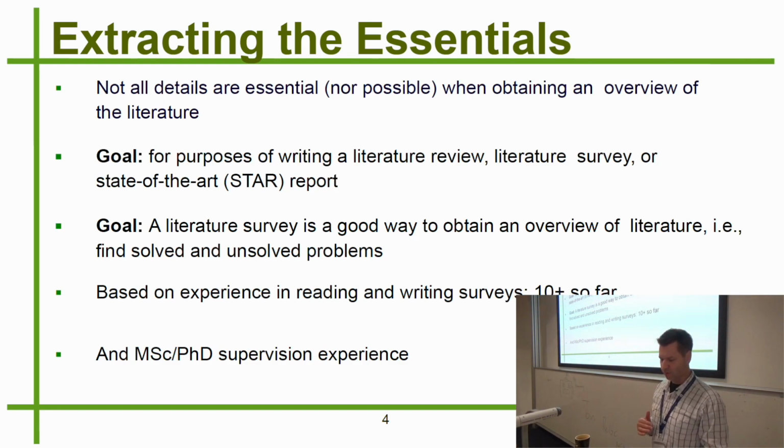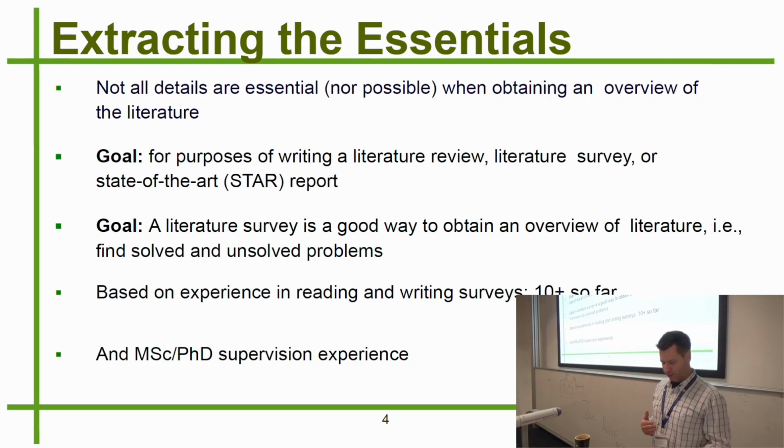So our goal for developing this skill is for writing a literature review. We want to write a literature review that addresses the previous literature on a given topic, right? These have different names: literature review, literature survey, or state-of-the-art report. They all mean similar or almost the same. Might not be exactly the same, but they're all very, very similar.